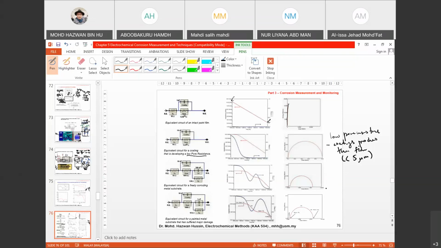Equivalent circuit with a freely corroding metal substrate. This is almost similar to what we have seen just now. It has two semicircles, very small semicircles here, and then here. So that is why you still have three resistances: RS, RPO, and RCT.